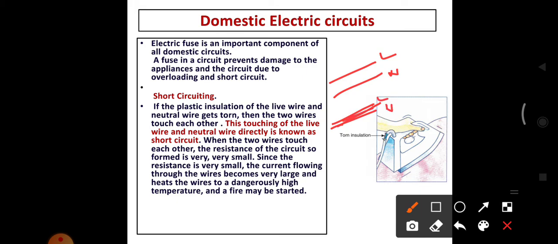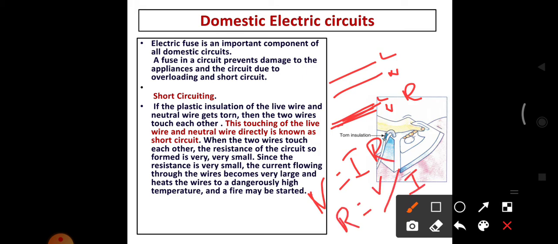This touching of the live wire and neutral wire directly is known as short circuit. So when the live wire and neutral wire are touching each other, it is known as short circuit. When the two wires touch each other, the resistance of the circuit is very small. You know that V equal to IR, R equal to V by I.